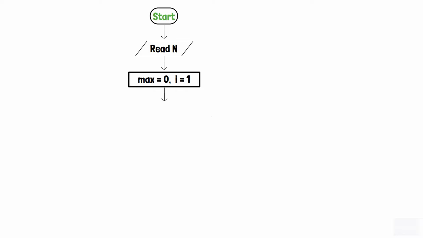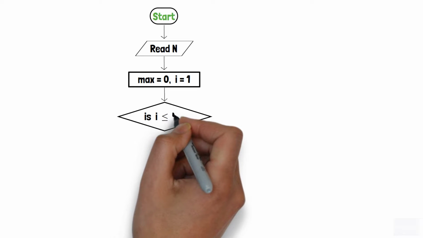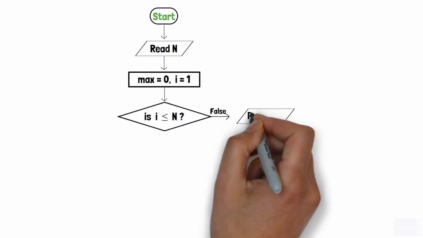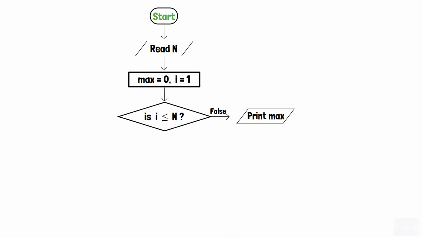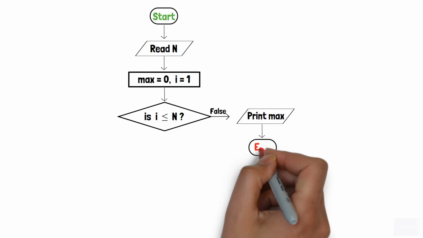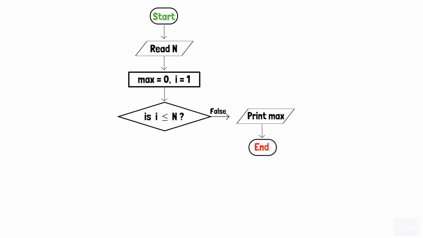Now, we will check whether I is less than or equal to n or not with a decision box. If I is not less than or equal to n, then print variable max with an output component and terminate the program using the end terminator. If I is less than or equal to n, that means the condition in the decision box is true.